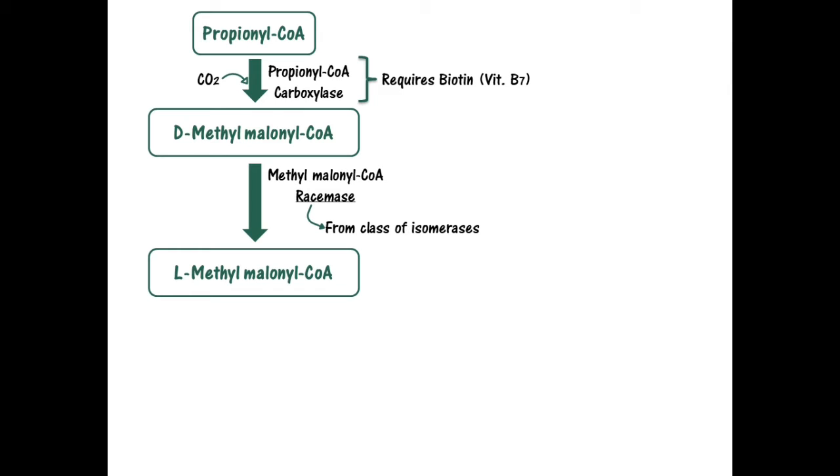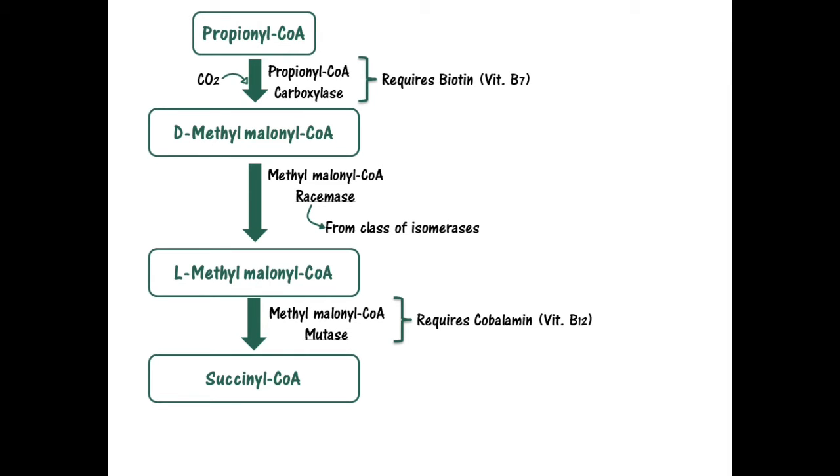This L-methylmalonyl-CoA then will be converted into succinyl-CoA by the enzyme methylmalonyl-CoA mutase. We just mutate specific positions in this structure, forming the succinyl-CoA. Also, this step requires cobalamin, the vitamin B12, which means in the absence of B12, this step won't be catalyzed. Finally, this succinyl-CoA will enter the TCA cycle and produce 5 ATP molecules, which means each one succinyl-CoA will produce 5 ATP in TCA cycle.